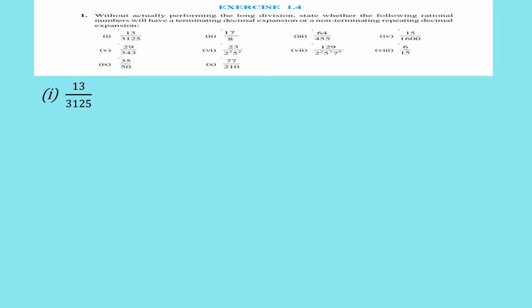For seeing whether it is having a terminating or non-terminating decimal, you have to find the prime factors of the denominator. If the denominator is having the prime factors of the form 2 raised to n, 5 raised to m, then it is a terminating one, otherwise non-terminating. So you can find the factors of 3125, that is you are getting 5 raised to 5. So you can write it as the form 2 raised to 0 multiplied by 5 raised to 5. 2 raised to 0 means it is 1.